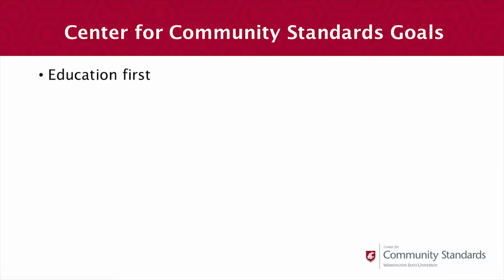The primary goal for the Center for Community Standards is education first. It's the office's number one goal. Education centered on student learning through personal development and accountability. Anytime a student is involved in the community standards process, our goal as conduct officers or board members and advisors should be to educate the student.